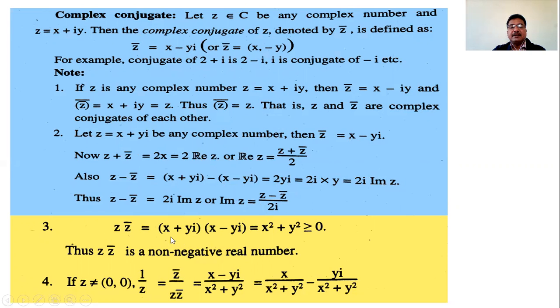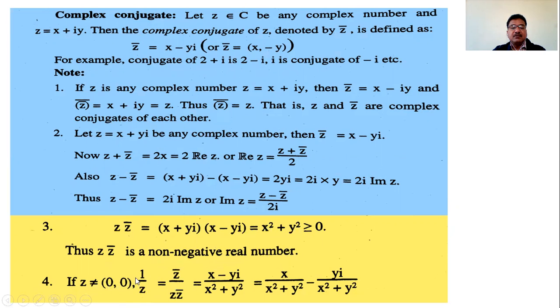z into z bar, what is the multiplication of these two? It is x square plus y square. That is, z into z bar is always greater than or equal to 0, because x and y are real numbers, and the square of a real number is always a non-negative real number.